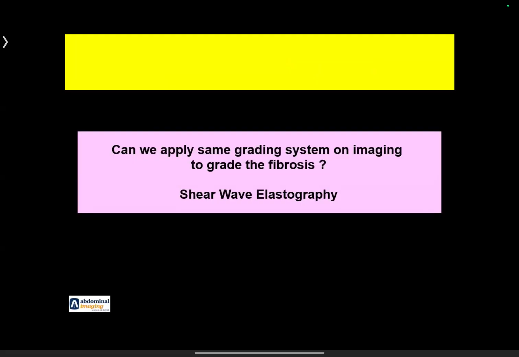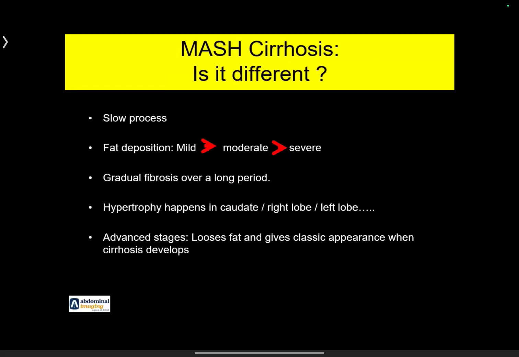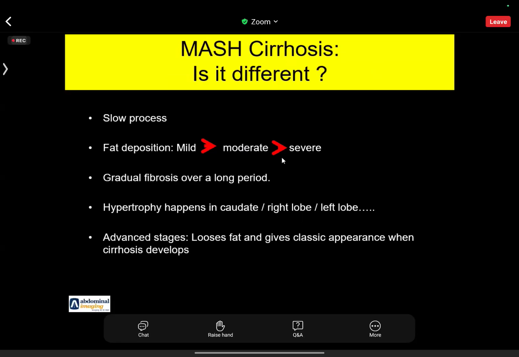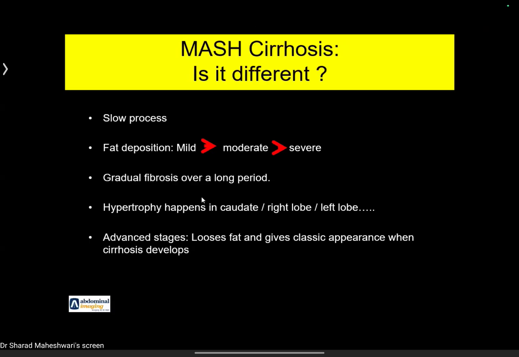How do we grade fibrosis on imaging? For that, there is shear wave elastography. Now, before coming to elastography, let me tell you the different stages as liver cirrhosis is formed. How is MASH cirrhosis different? It is a very slow process. There is mild fat deposition, then it goes to moderate, then severe. The fibrosis is also gradual and happens over a long period.